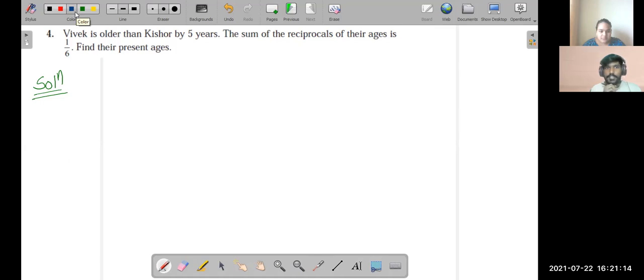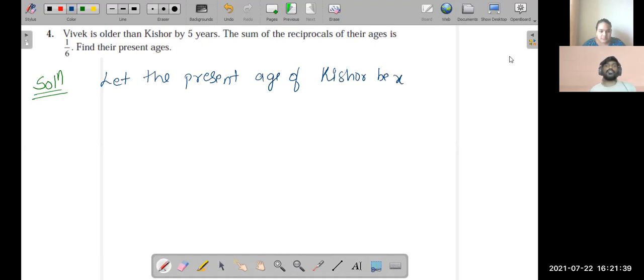Since Kishore is the younger one, let the present age of Kishore be x. So if Kishore's age is x, what will be the age of Vivek?